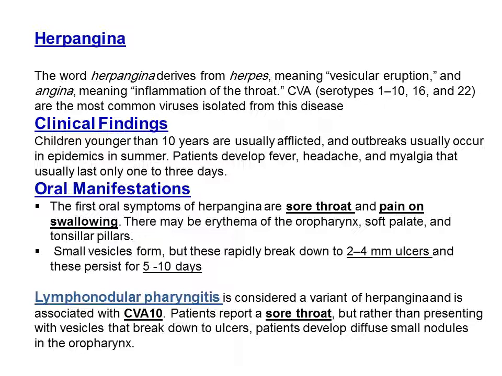Now we will talk about lymphonodular pharyngitis. It is considered a variant of herpangina and is associated with coxsackievirus A10. Patients also report a sore throat, but rather than presenting with vesicles that break down to form ulcers, patients develop diffuse small nodules in the oropharynx.